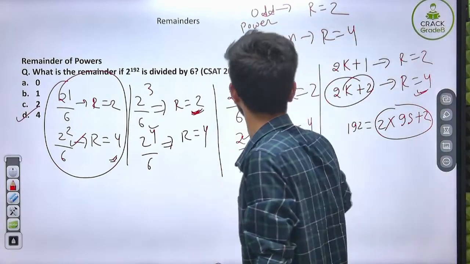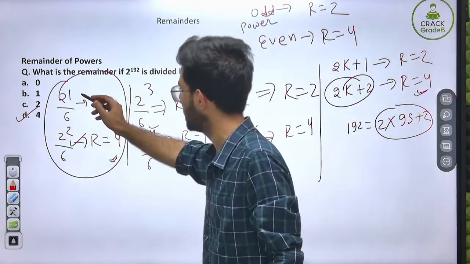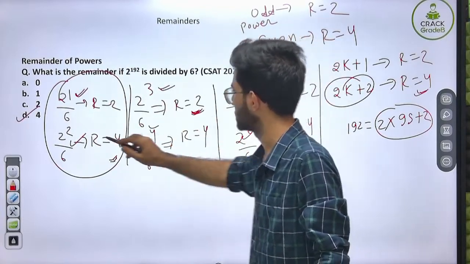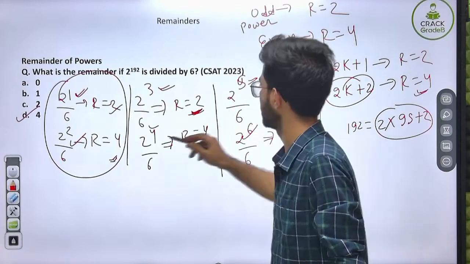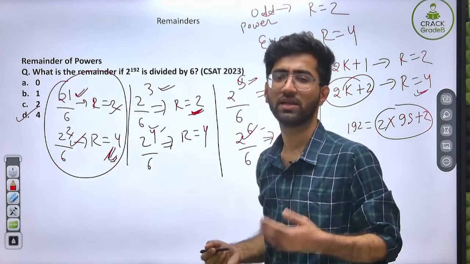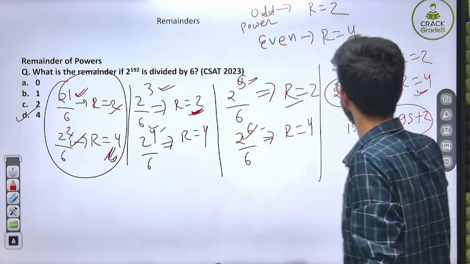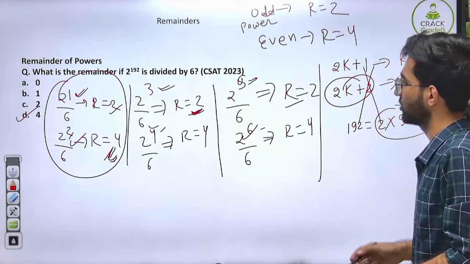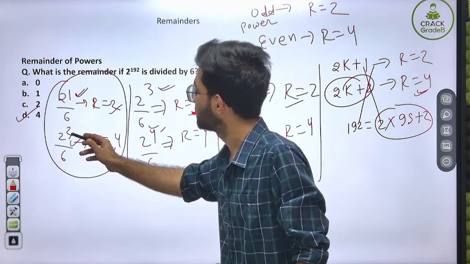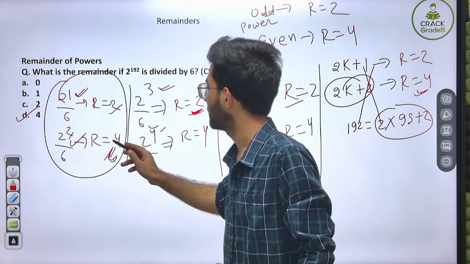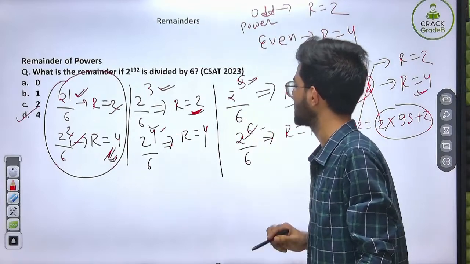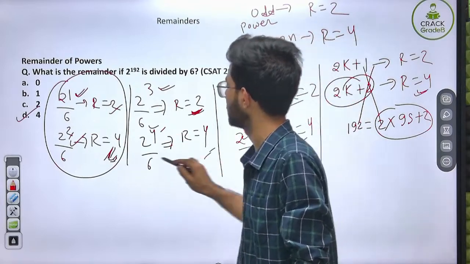But I will suggest you that in this kind of question, you should be able to notice this thing, that if the powers are odd numbers, remainders are 2, 2 and 2. If the powers are even numbers, 2, 4, 6, remainders are 4, right? Or even if you are not able to write this kind of pattern, you can notice one thing. If the power is multiple of 2, see, 2 is the multiple of 2, 4 is the multiple of 2, 6 is the multiple of 2, you are getting remainder as 4.